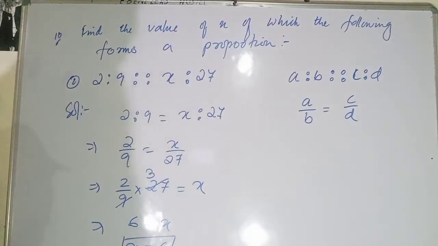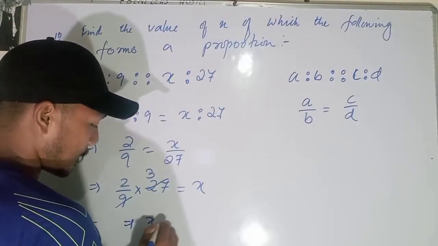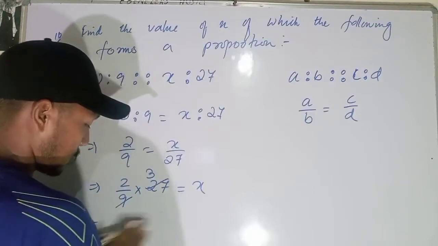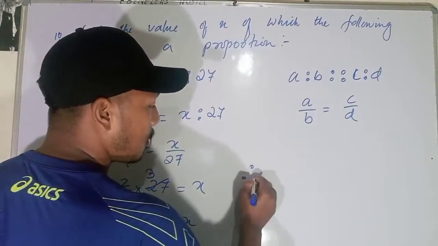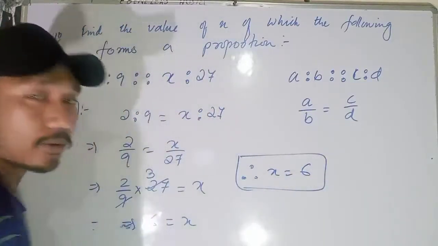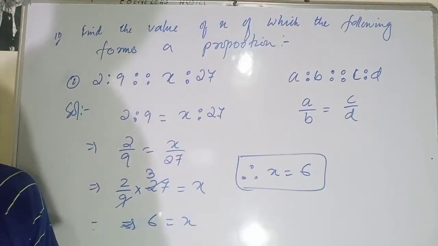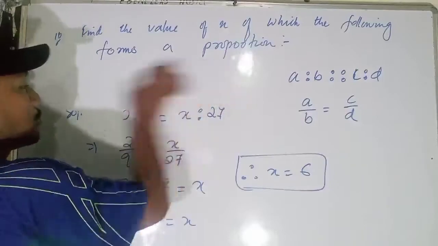I think you're clear about this. 3 2s are 6 is equal to x, therefore x is 6. I think you're clear about this one. So in this way let's try to do two more questions.